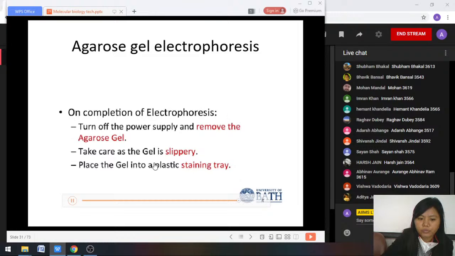On completion of electrophoresis, we turn it off and we discard it carefully. Remember, it has the DNA binding dye also in it. So, ethidium bromide has certain disadvantages that we'll just talk about.